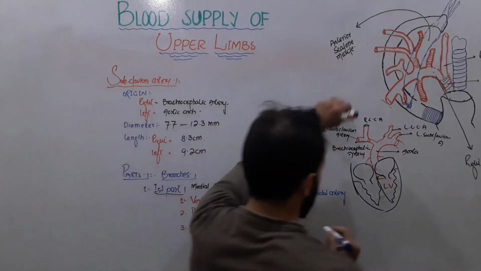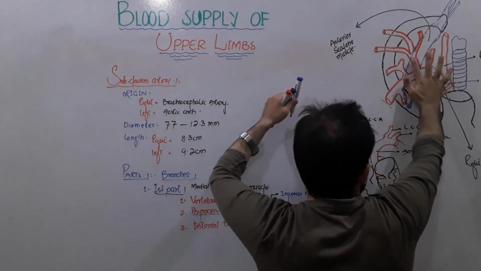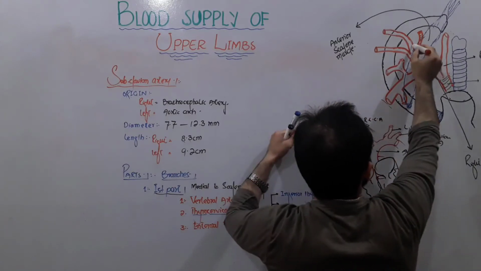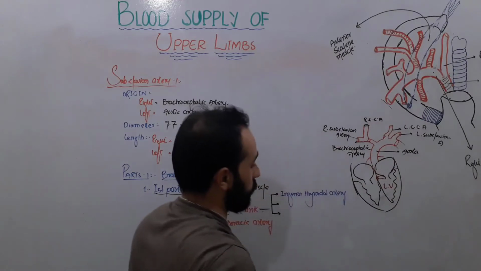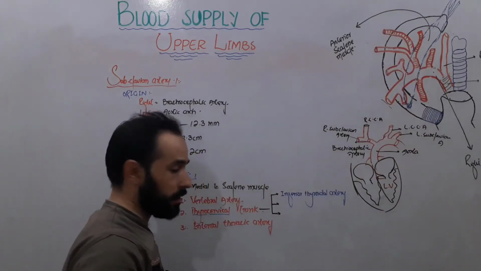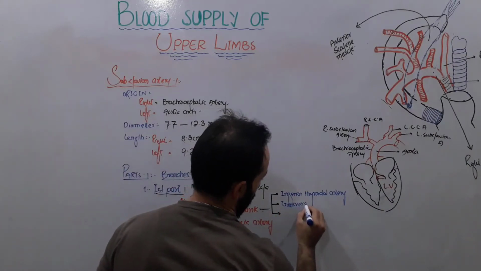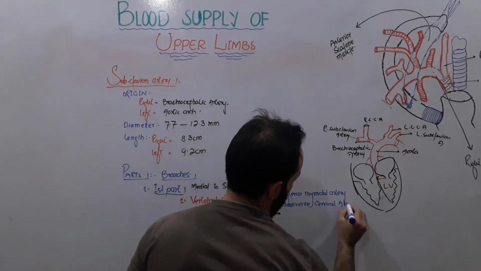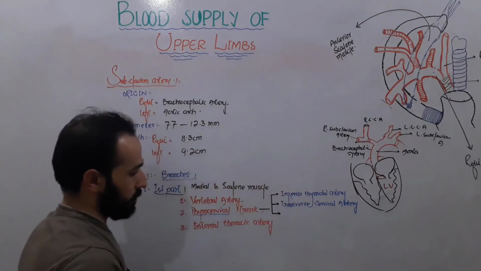The second branch which arises from this trunk, this is the cervical trunk, this is the second artery which arises from this trunk, and this second artery is called the transverse cervical artery, right? This is the transverse cervical artery. Right, the transverse cervical artery.